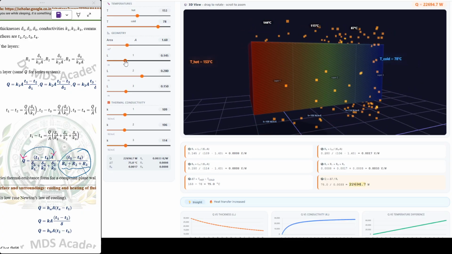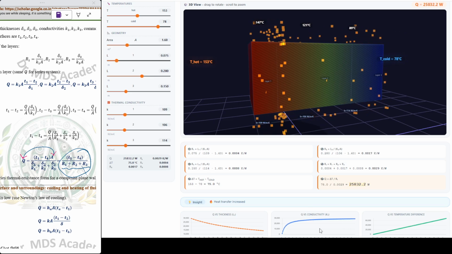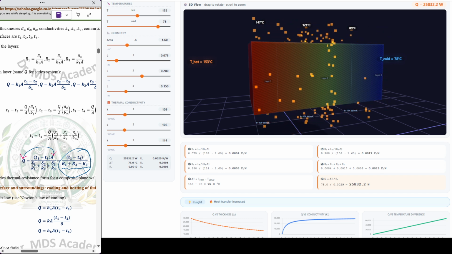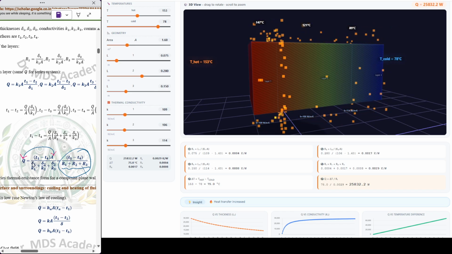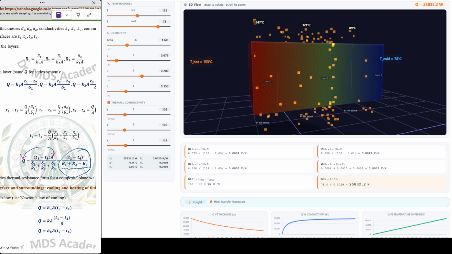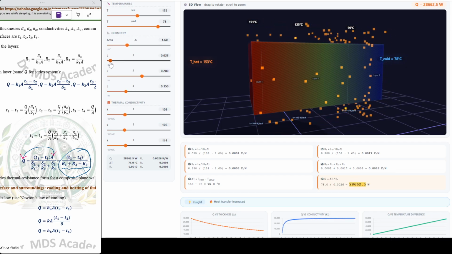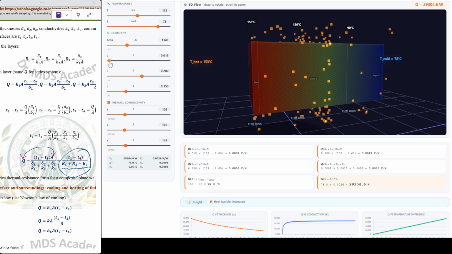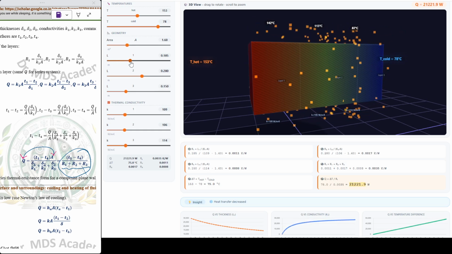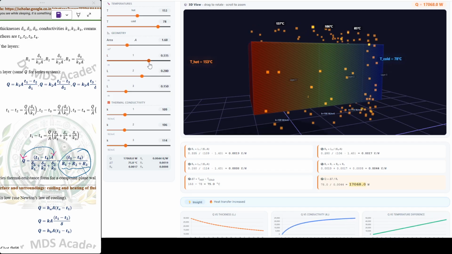As you are decreasing the L value, this length is decreasing. What is the relation between Q and L? In the formula, instead of del 1 it is L1. It is an inversely proportional relation, so as you are decreasing the L value, Q is getting increased. Now let's increase the L1 value. As you are increasing L1, the Q value is getting decreased because of the inversely proportional relationship.